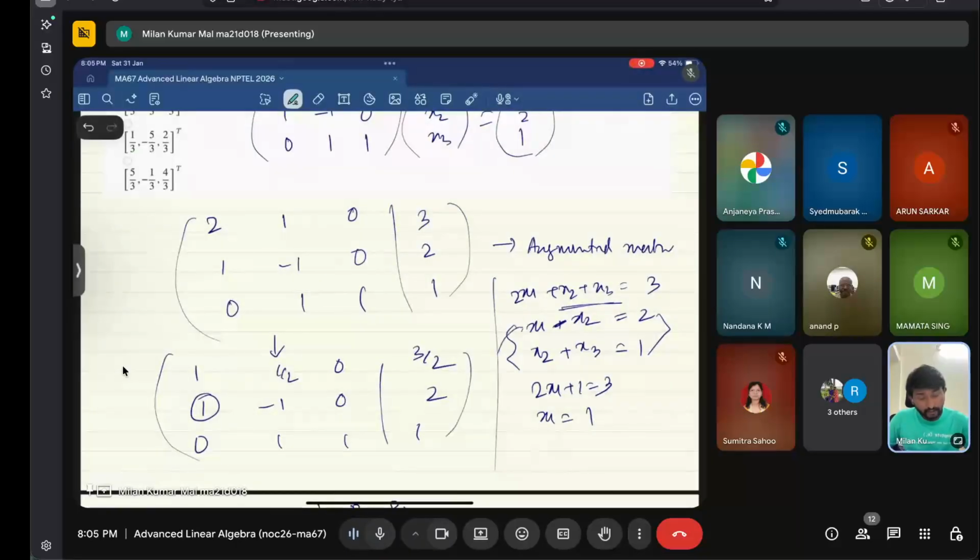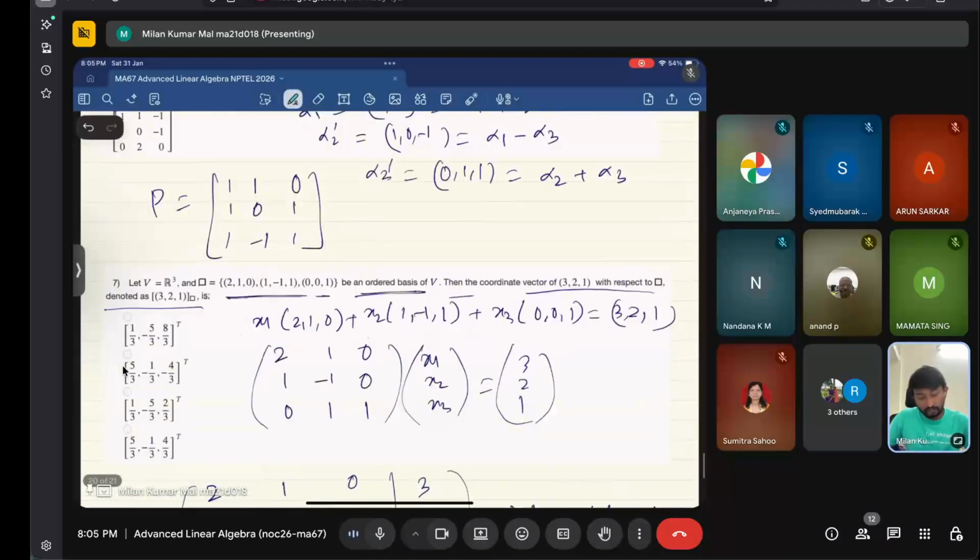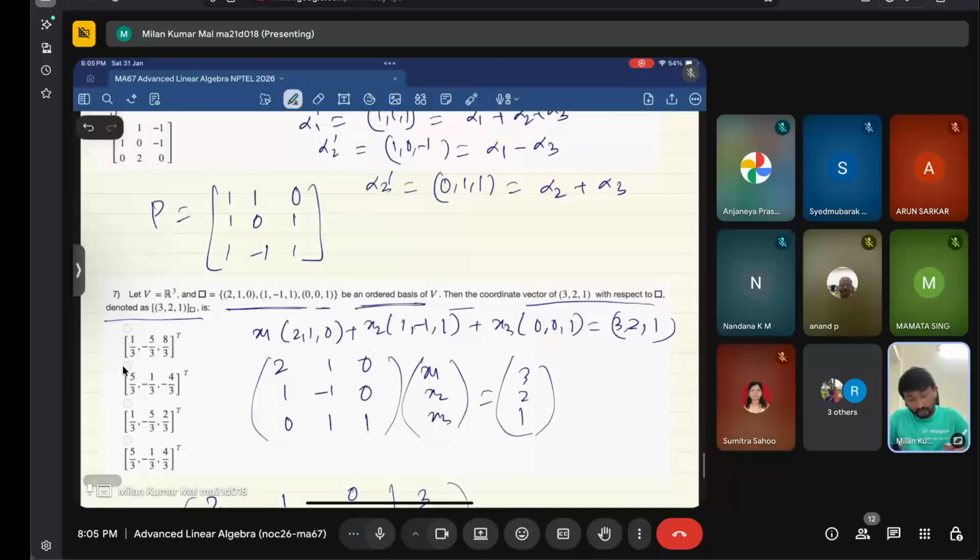So from this equation, I get x2 is equal to x1 minus 2, that is equal to 1 minus 2, that is equal to minus 1. And x2 is equal to minus 1. So x3 is equal to 1 minus x2, that is equal to 2. So 1 minus 1, 2. But I don't know what option is given. This is not among the correct options.